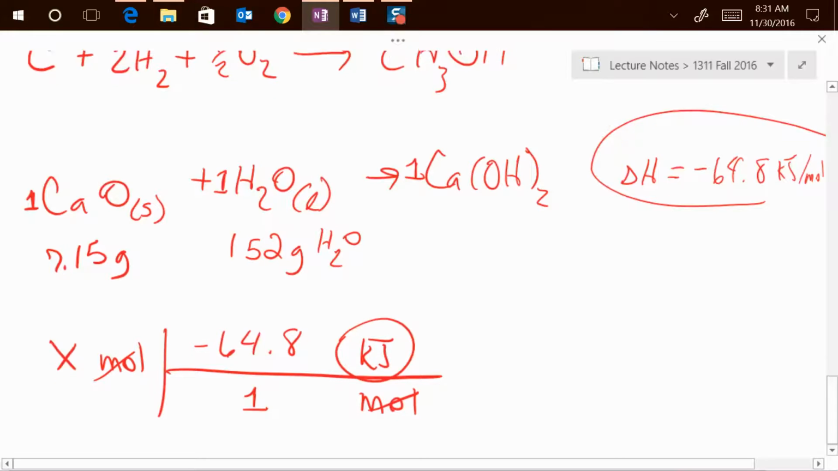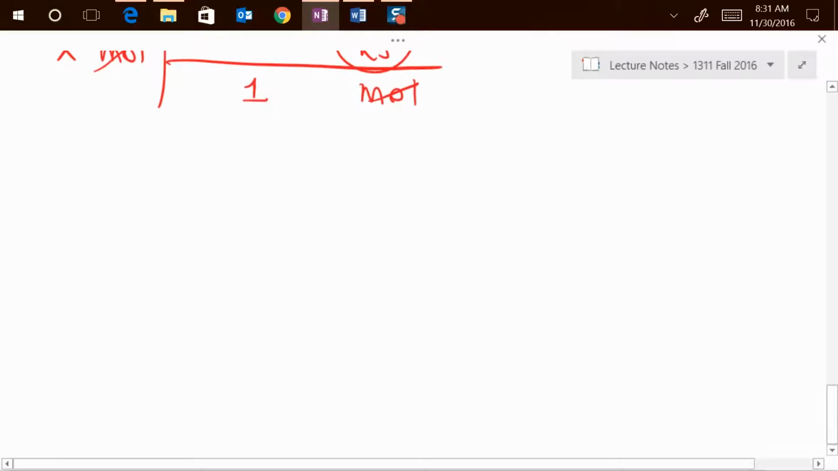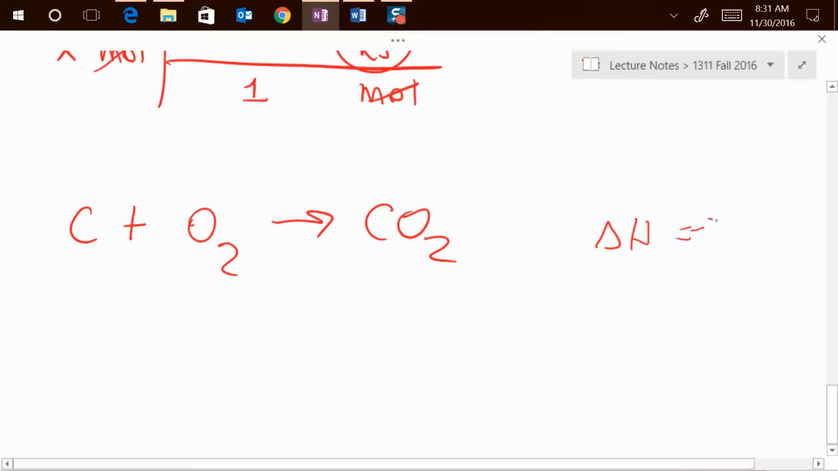Okay, so here's another example of something like that. C plus O2 produces carbon dioxide. Delta H equals negative 393 kilojoules. How many grams of carbon must be burned to release 275 kilojoules of heat?